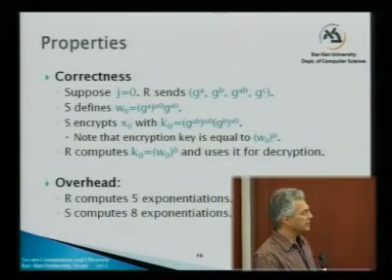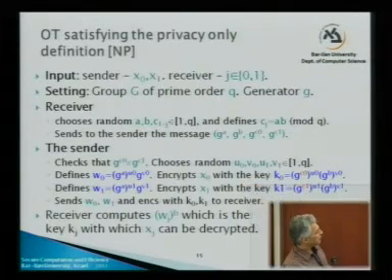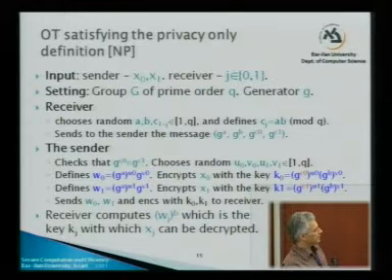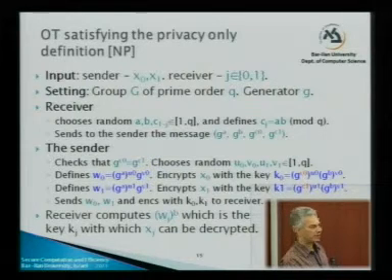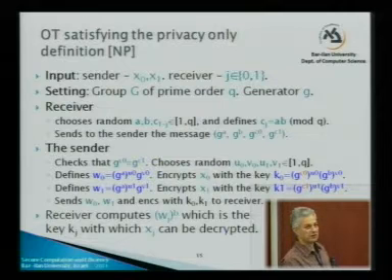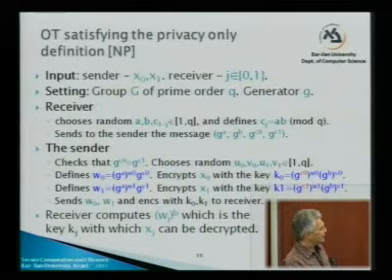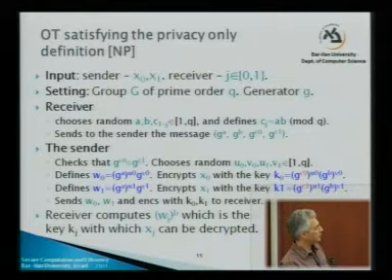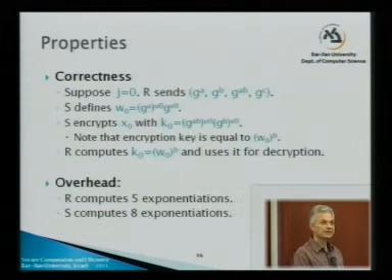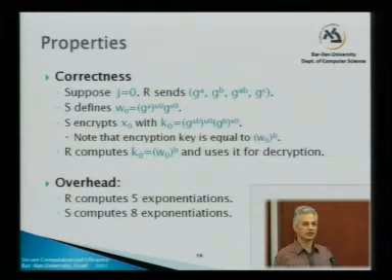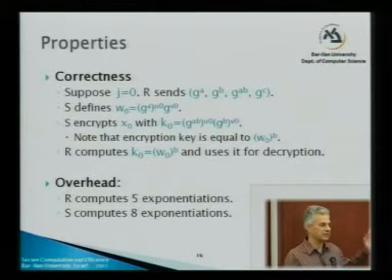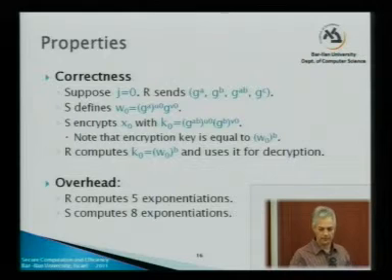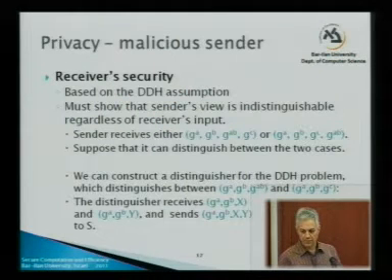Okay, what's the overhead? So the receiver had to compute these values, these 4 exponentiations here, and 1 here for the decryption, so it's 5 exponentiations. And the sender had to do 2 exponentiations here, here, here, and here, so it's a total of 8. So 5 and 8, it's not that good, it's not that bad. This is about the range in which we'll stay. Now privacy.